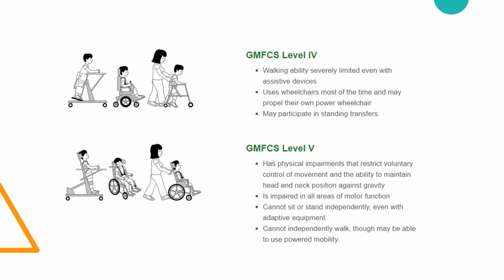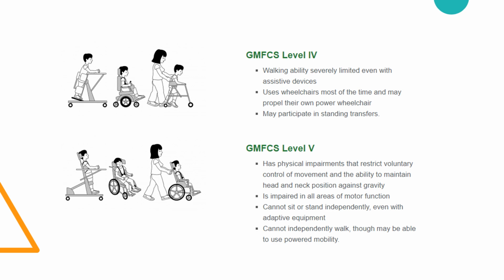With level 4, individuals at this level primarily use powered mobility devices such as wheelchairs for mobility. They may have limited ability to walk with assistance, typically for short distances in specific environments. They may require significant support and adaptations for mobility and activities of daily living.